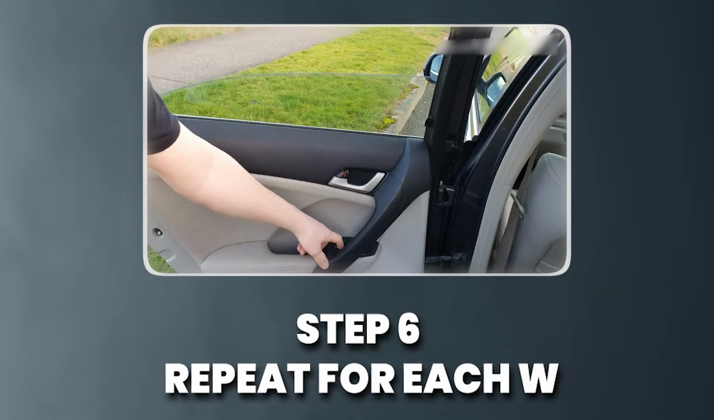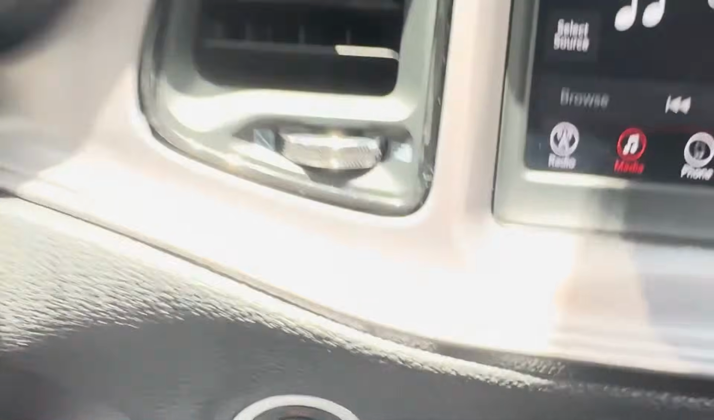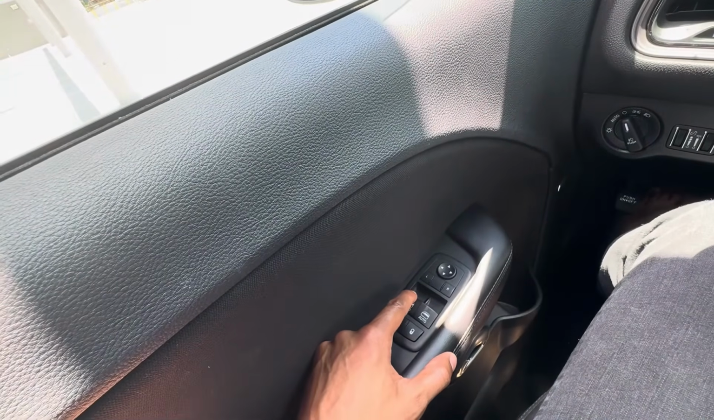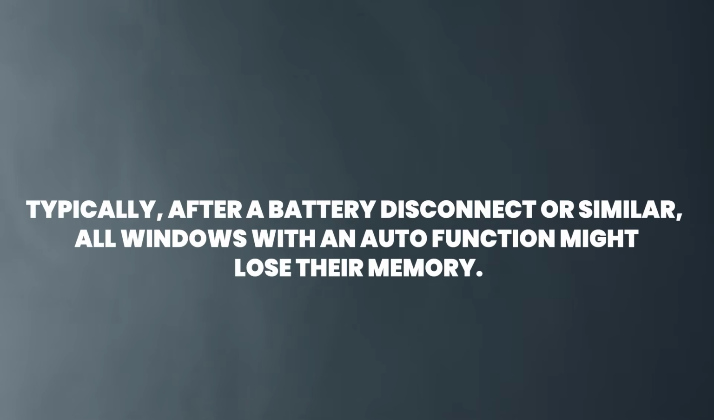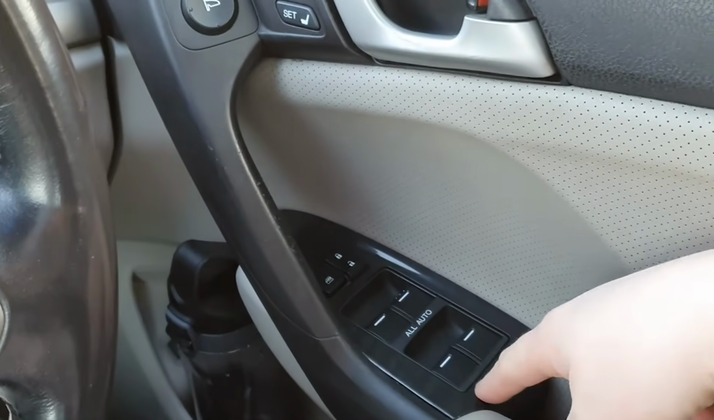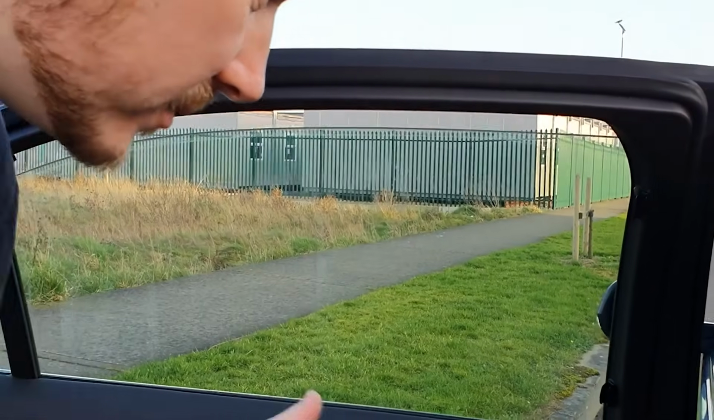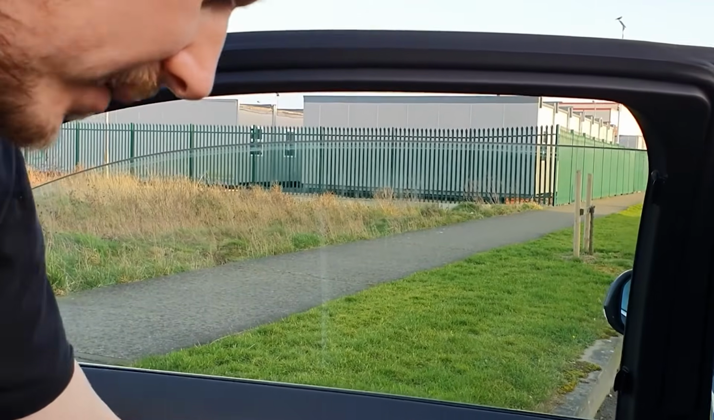Step 6. Repeat for each window. If your vehicle has other windows with one-touch up-down features, you'll need to repeat the same procedure for each one. Typically, after a battery disconnect or similar, all windows with an auto function might lose their memory. Go window by window. Use the driver's master switch to fully open the window, hold briefly, then fully close and hold to reset that window.